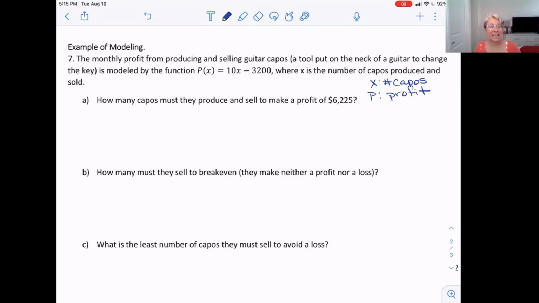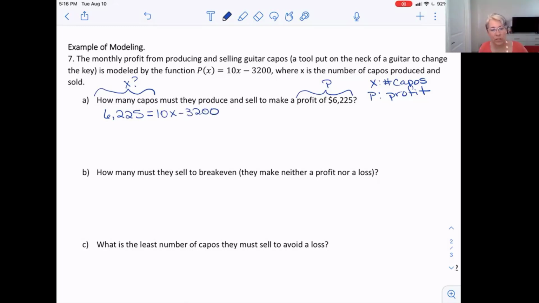So A is asking us how many capos must they produce and sell. So they're asking us to find x in order to make a profit of $6,225. So they're giving us p. Remember, to solve these, they have to be asking you for one of the variables and giving you enough information for all the others. So let's plug in that $6,225 for the p of x.